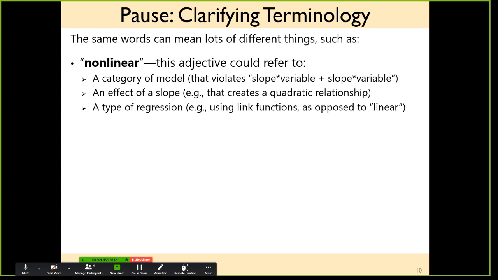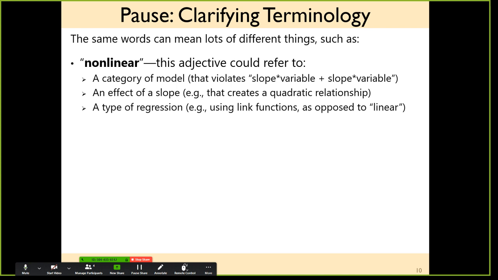A nonlinear model would be something else, where there are exponents and stuff like that in it. You could also say that we have nonlinear slopes. So if I put in a quadratic slope, that creates a nonlinear pattern of relationship, even though it's still in the linear form. Or you could say that we're doing a nonlinear regression.